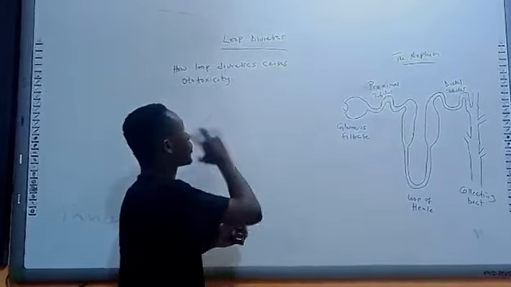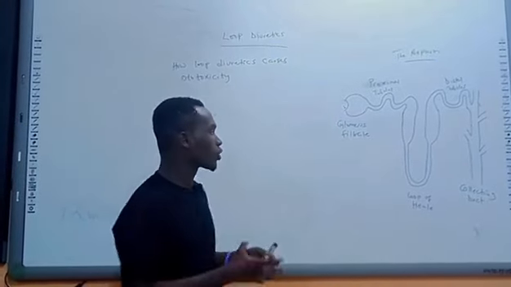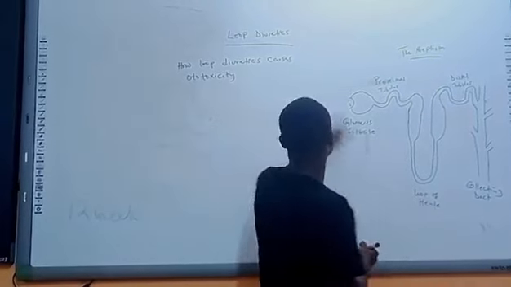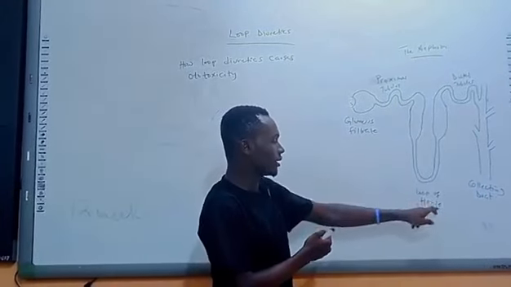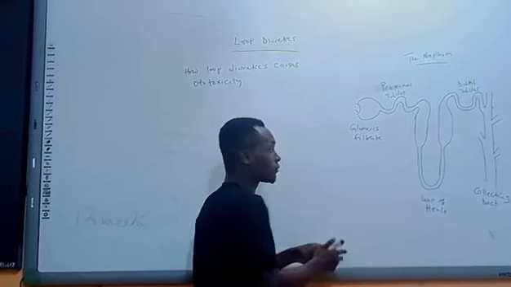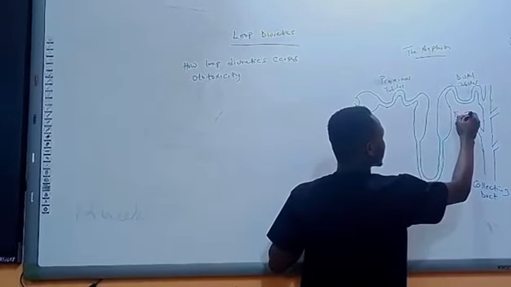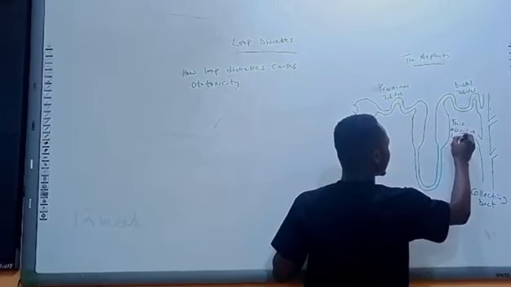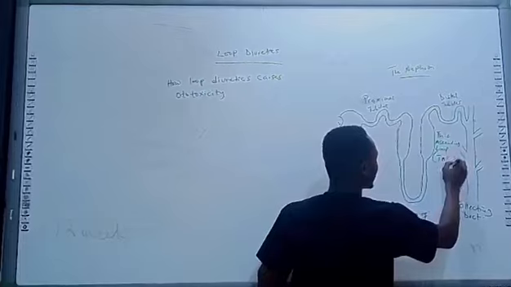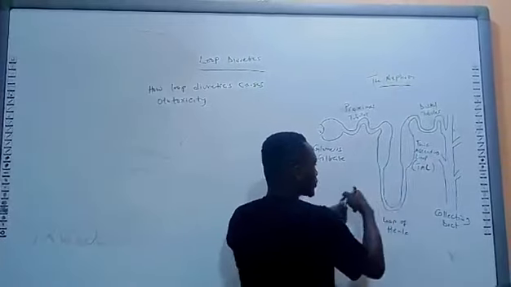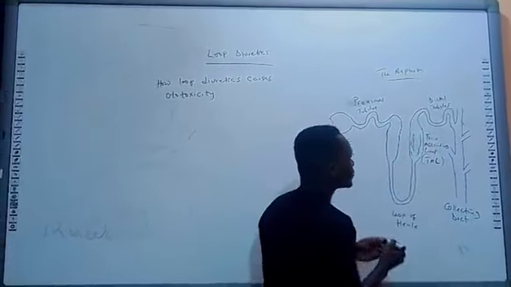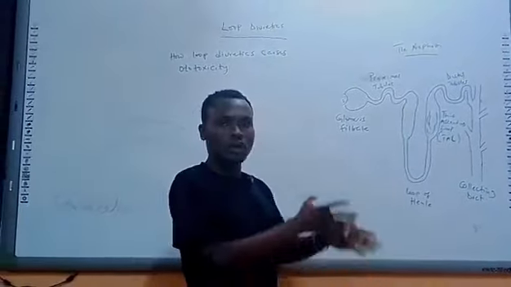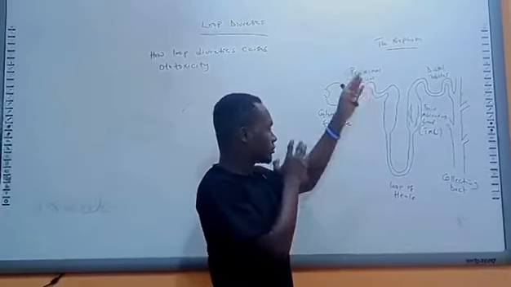Now, what is the mechanism of action of loop diuretics? They act on the loop of Henle, just as the name suggests. Which part of the loop of Henle? The thick ascending limb, in short TAL. Sometimes they even work on the distal convoluted tubule. So they act on the thick ascending limb of the loop of Henle.